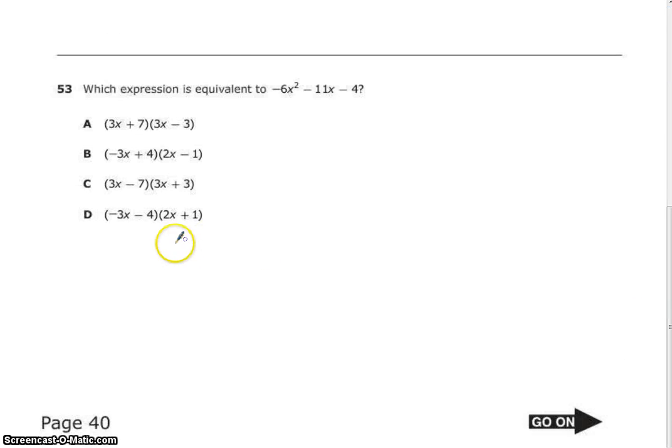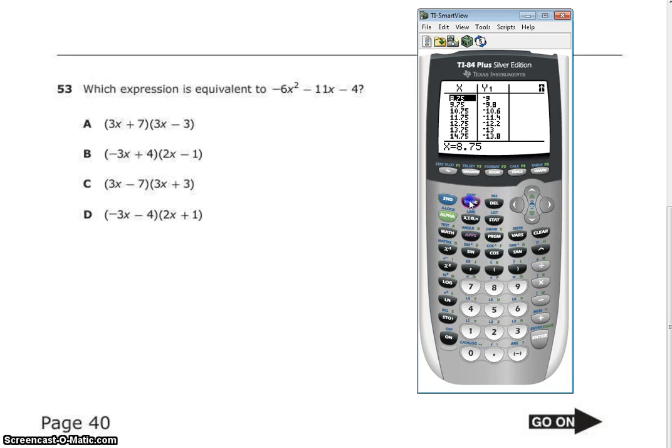Number 53, which expression is equivalent to this? You can use the home screen of your calculator to quote cheat for this one. Put the original problem in, so negative 6x squared minus 11x minus 4. Keep in mind you need to have assigned a value to x. Store something for x first. So I'm looking for negative 50.